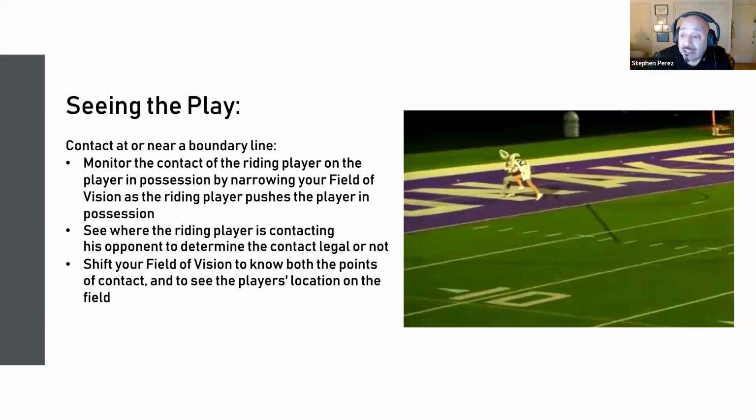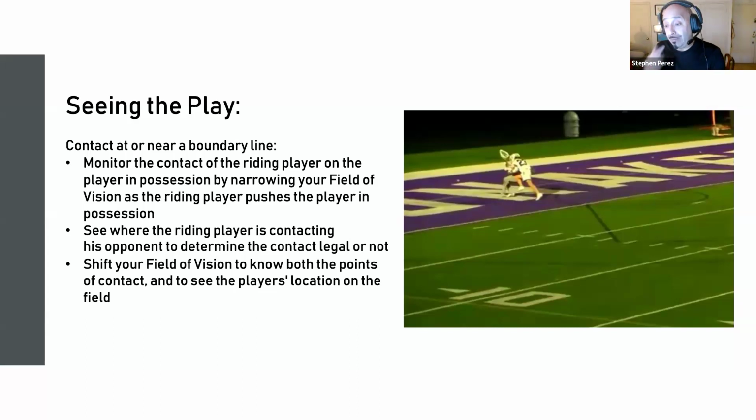Next, as that play continues, see where the riding player is contacting his opponent to determine whether the contact's legal or not. Looking at the play, given this angle, I see legal contact. The player is contacting, he's maintaining contact. He's not thrusting through the player. He's not pushing the player, pulling his stick back and then pushing him again. He just rides him out.